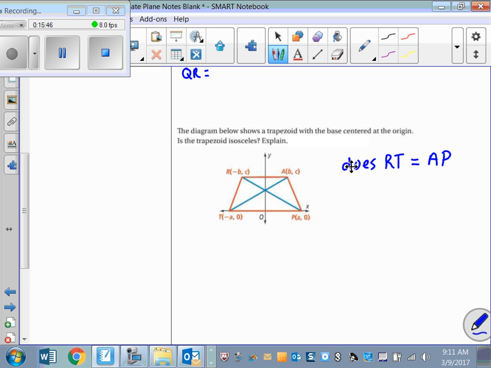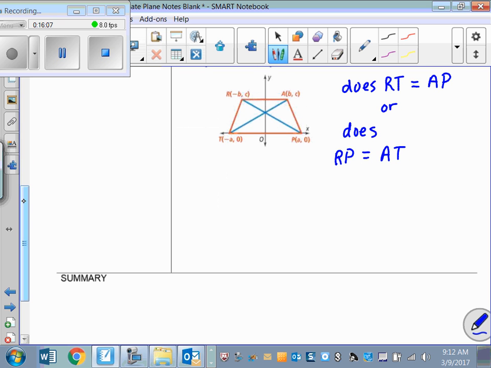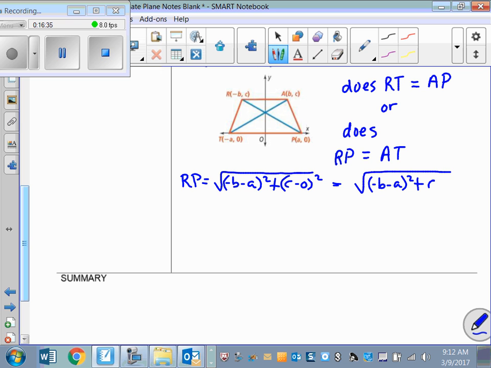Or what could I do with the diagonals? I could find out if they're the same length too, right? I could find out if RP equals AT. I think the way I did it when I worked my key is I used the diagonals. So here's what I did. I said RP is the square root of x sub 1 minus x sub 2, so that's negative b minus a, squared, plus c minus 0, squared. When I simplify that, I get the square root of negative b minus a, squared, plus c squared.